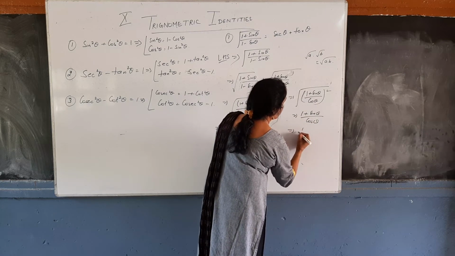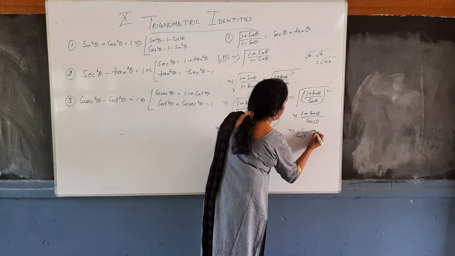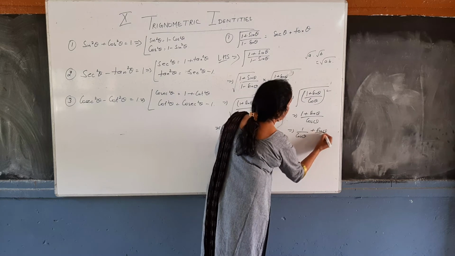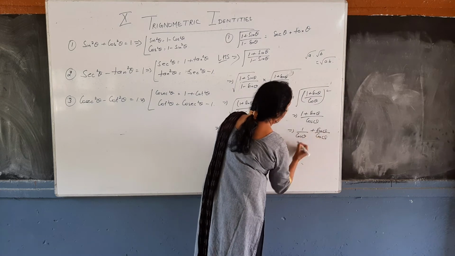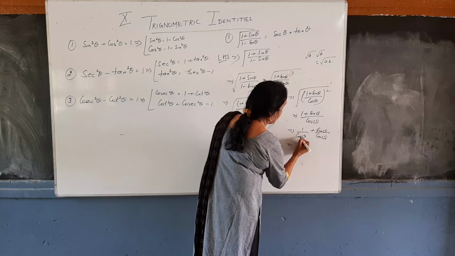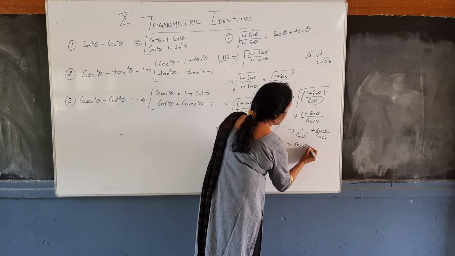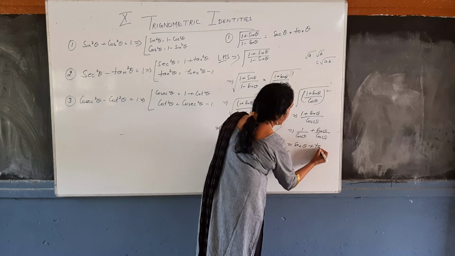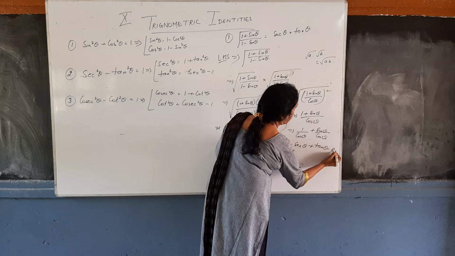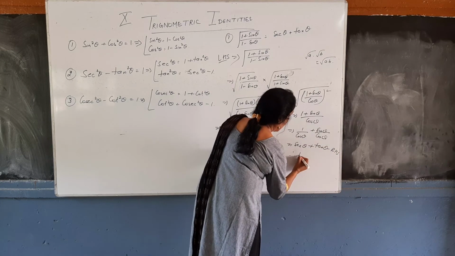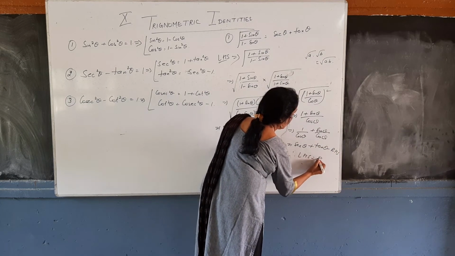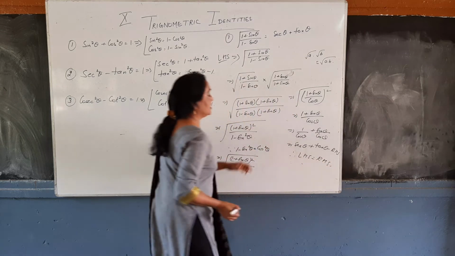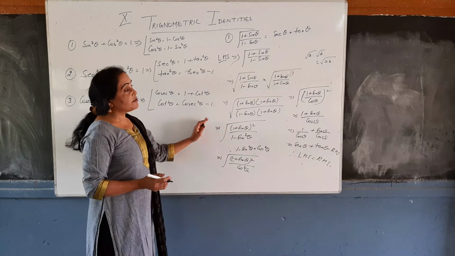Or we will write like this: 1 upon cos theta plus sine theta upon cos theta. 1 upon cos theta is sec theta, sine theta upon cos theta is tan theta. This is our RHS. Therefore, LHS equals RHS. In this way you have to prove.